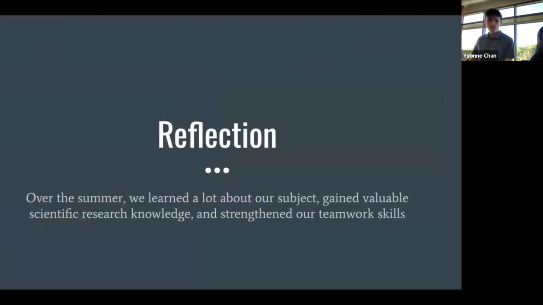So over the summer, we learned a lot about machine learning models and their applications in genetics. We also gained valuable scientific research knowledge by figuring out how we're going to approach this problem, creating procedures, writing reports, and we also, of course, strengthened our teamwork skills.